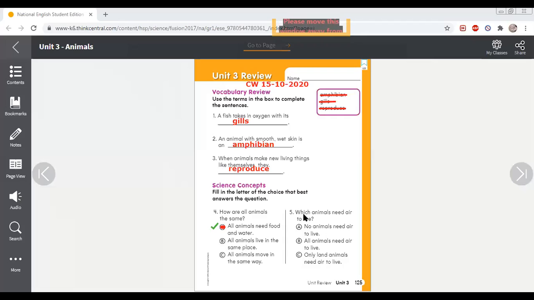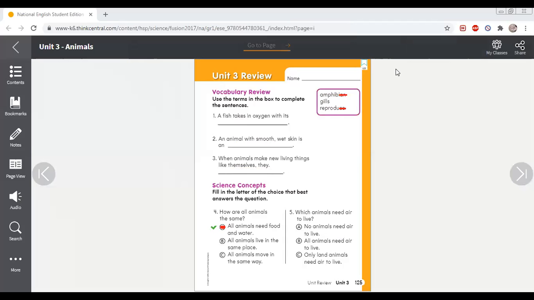Number 5. Which animals need air to live? A. No animals need air to live. B. All animals need air to live. C. Only land animals need air to live. So, which one is the correct one?